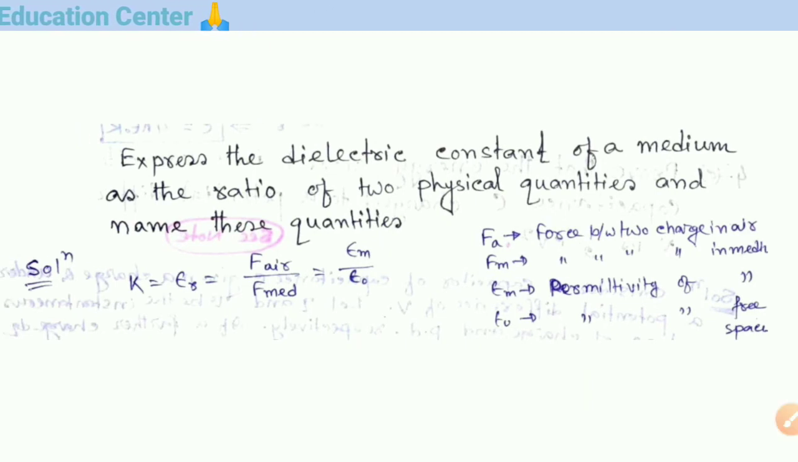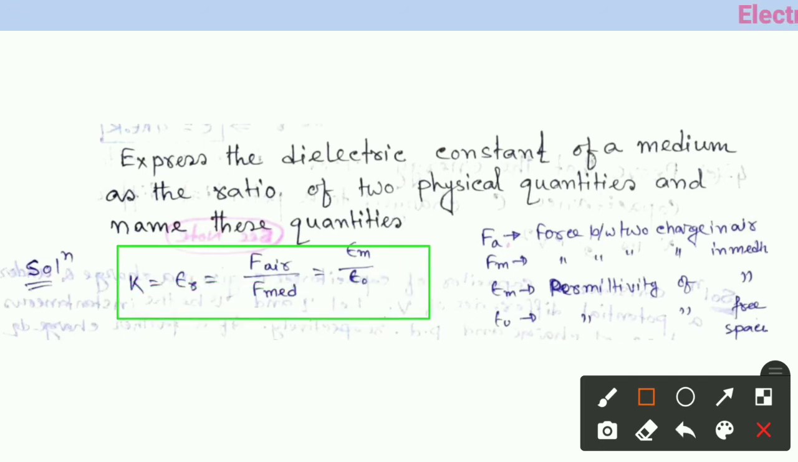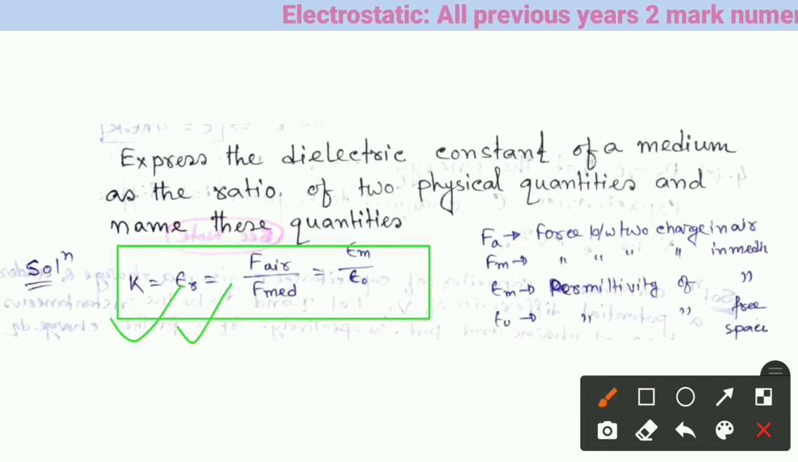Next question is, express the dielectric constant of a medium as the ratio of two physical quantities and name these quantities. Dielectric constant K, also written as epsilon R, is the ratio of the force F air by force F medium, which is also equal to the permittivity of the medium to the permittivity of free space. So K is equal to epsilon R is equal to F air by F medium, epsilon m by epsilon naught.